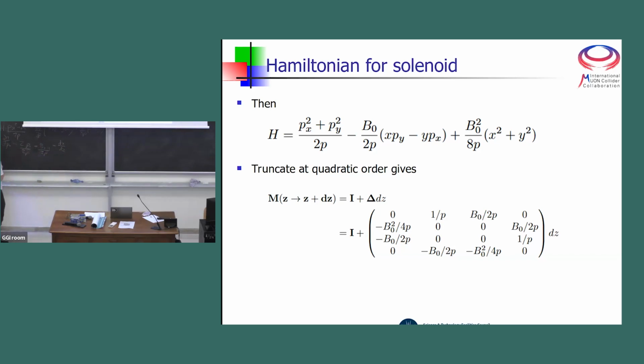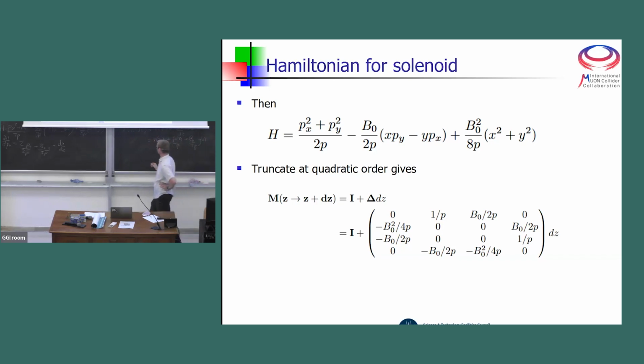So then if we're looking at our Hamiltonian, we have x at z plus dz is equal to x at z plus dx by dz times dz, okay, where we've calculated dx by dz over here. So we can plug this in. So we've got plus px at z over p. Let's see if I got that. Plus b0 over 2p times y at z.